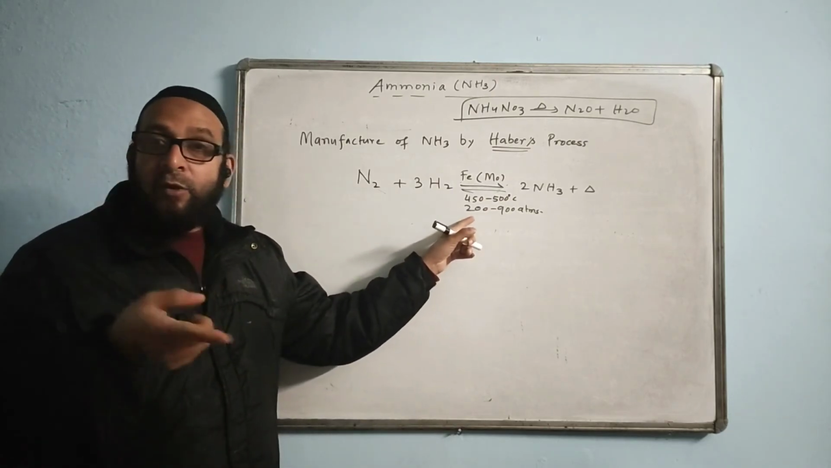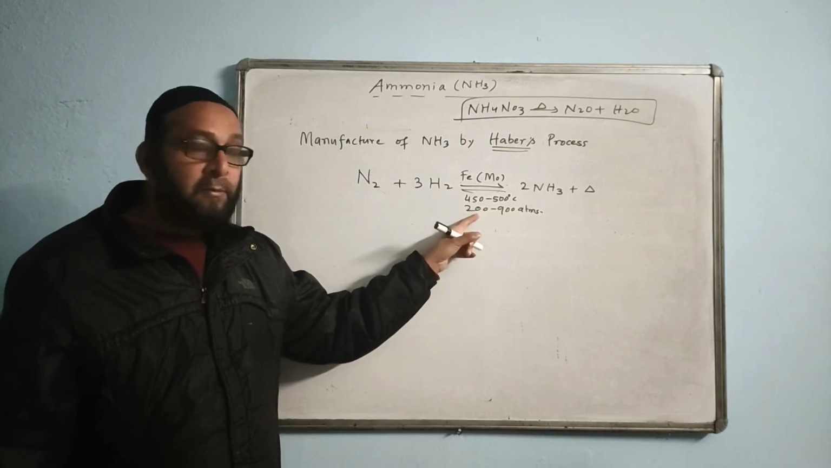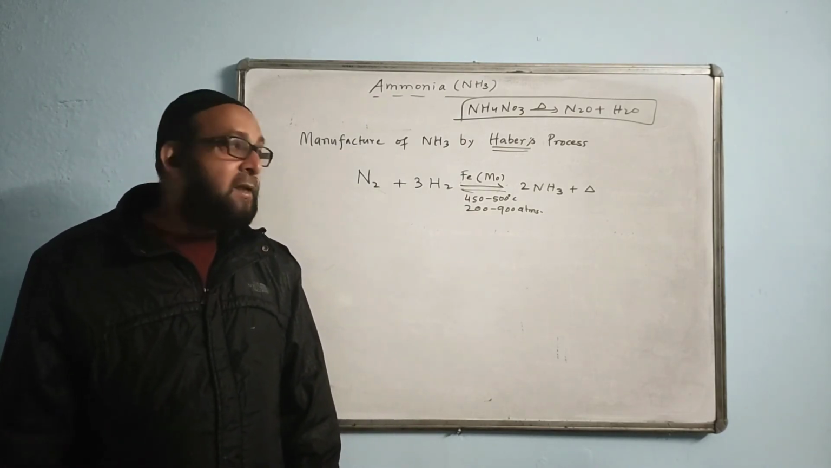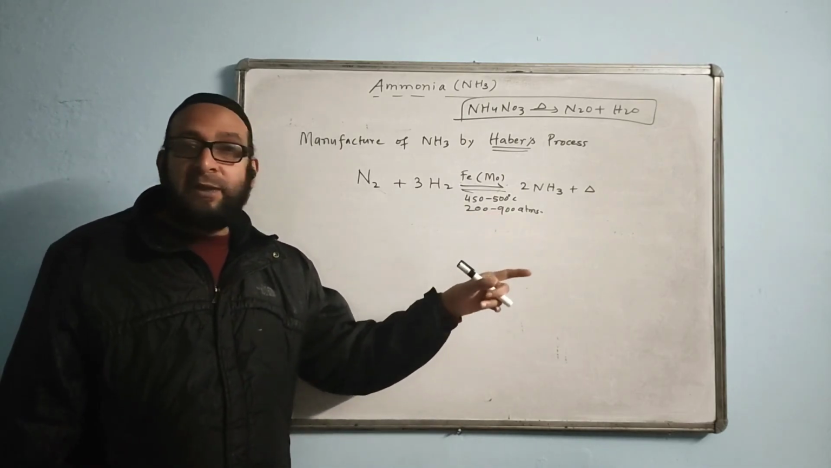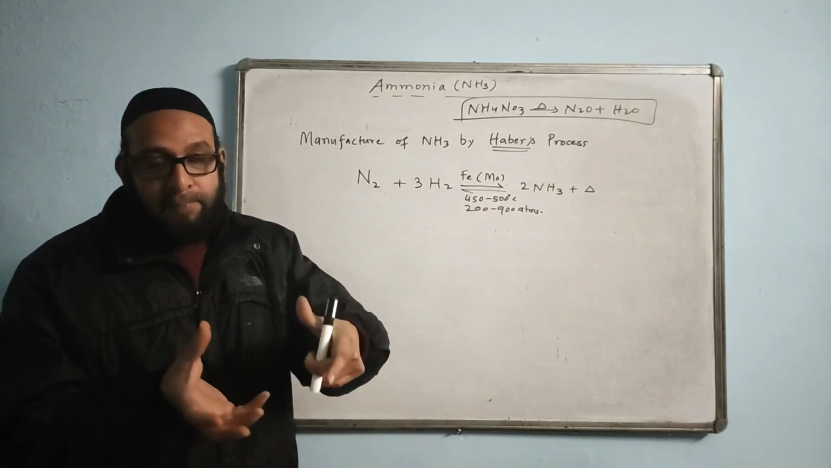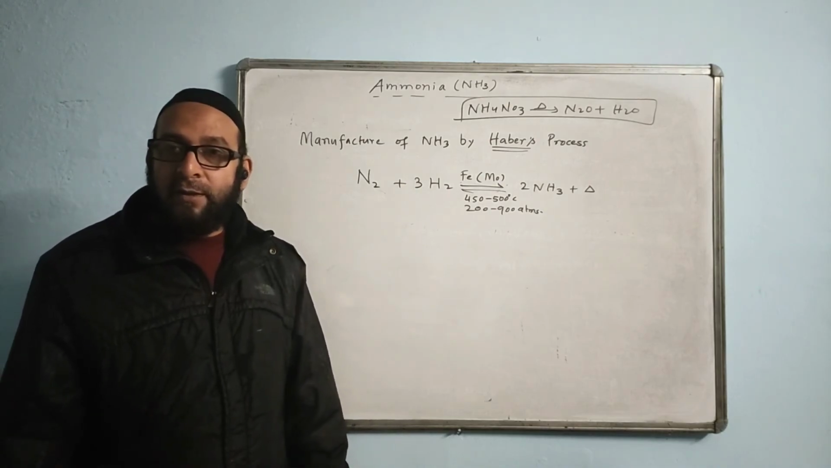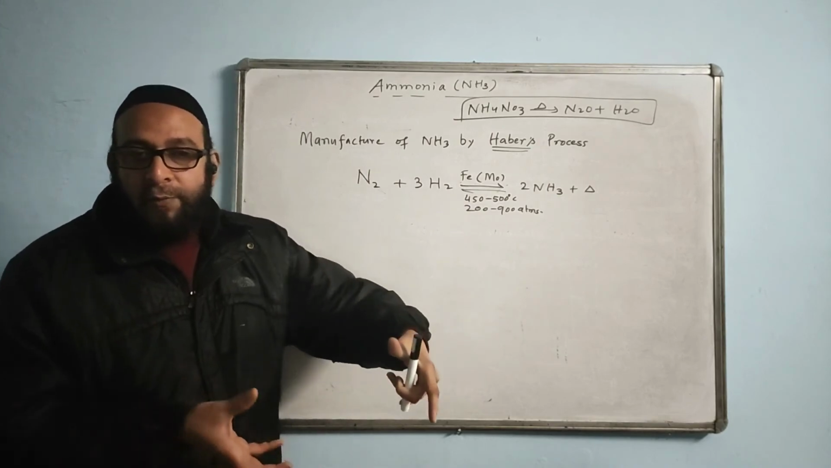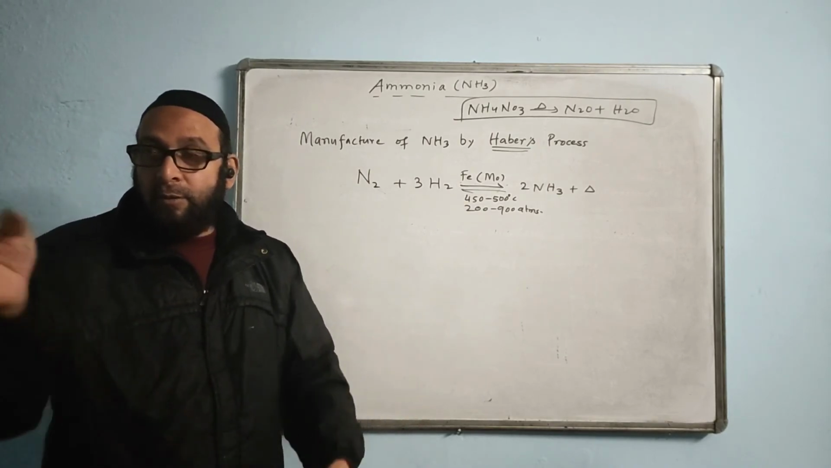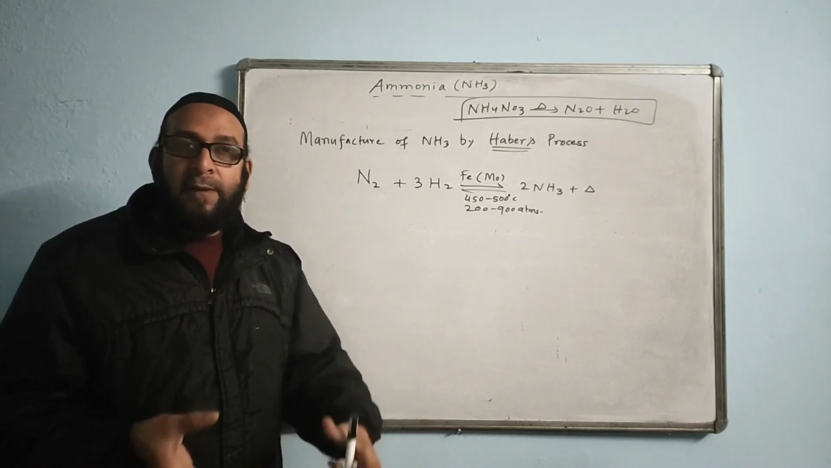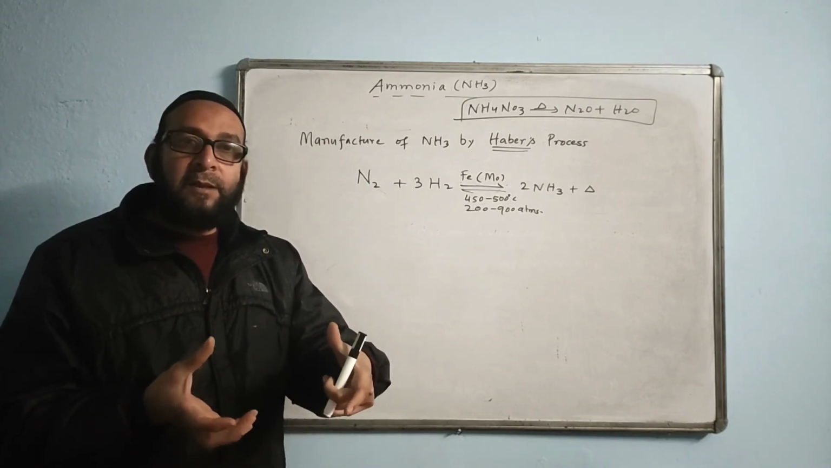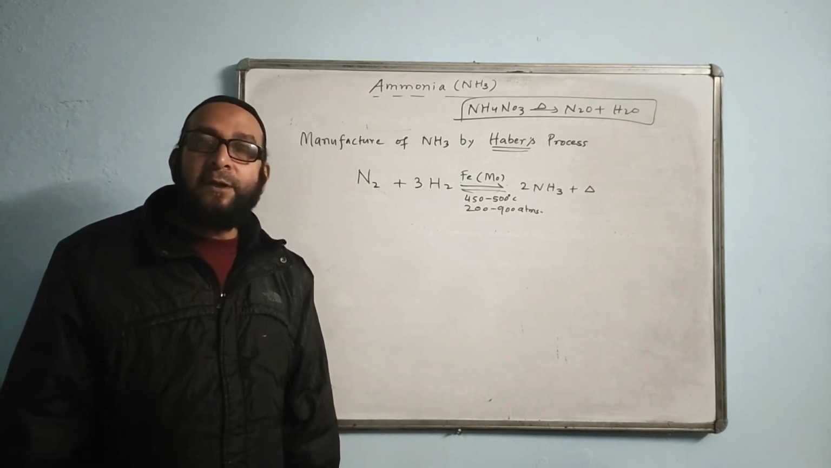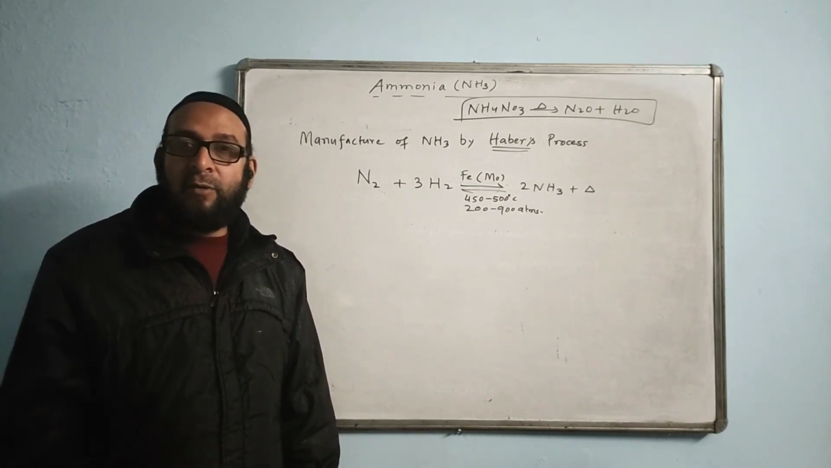Now, high pressure also favors the forward reaction, but we do not maintain very high pressure. The reason is that at a very high pressure there is a chance of explosion in the pipes and manufacturing units. The pipes through which ammonia is passed in the industries cannot withstand that high pressure. They may burst. So a very high pressure is not advised or suitable.